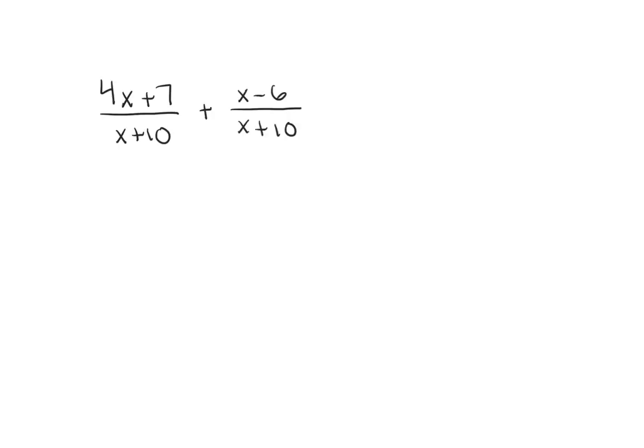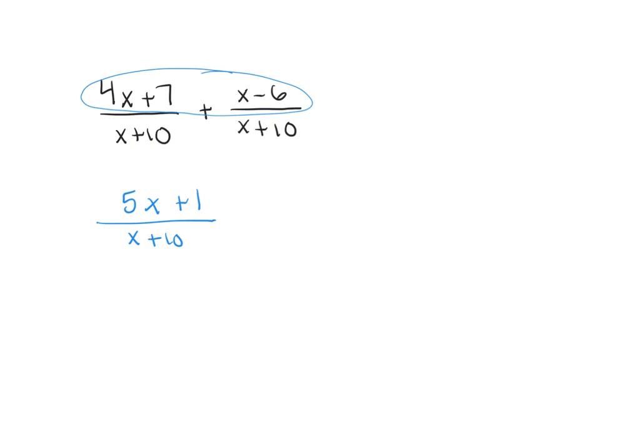So starting out with something simple, as you can see, here we have common denominators. When you have common denominators, you can just add the numerators. So we can just combine like terms. 4x plus x is 5x. And then 7 plus -6 is 1. And then the denominator stays the same, x plus 10.